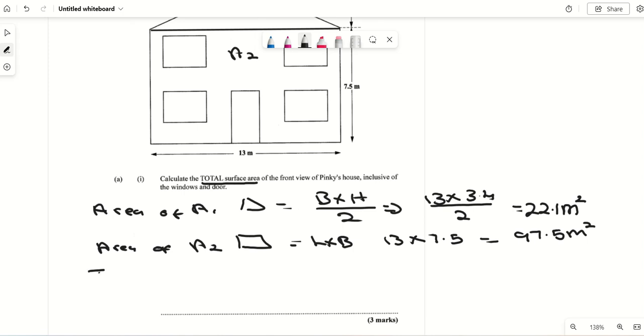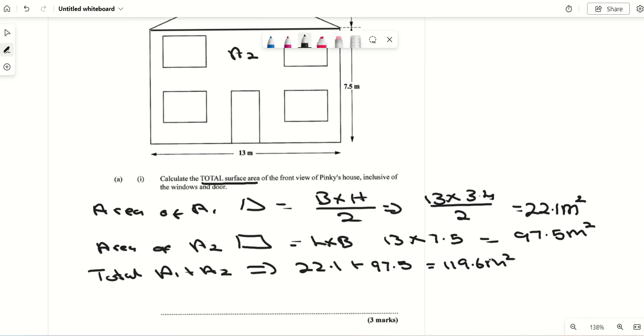And then they ask you for the total surface area. So your total will be A1 plus A2, which is 22.1 plus 97.5, which is 119.6 meters squared. And that would be your area for this shape here.